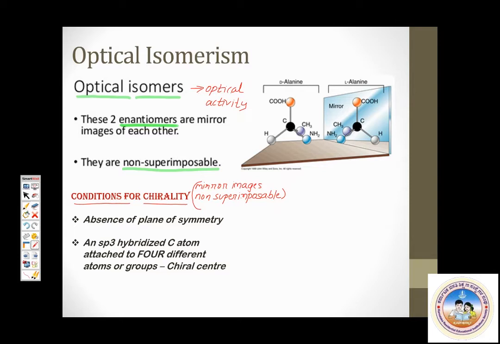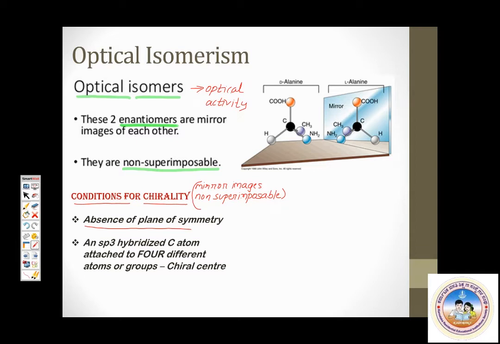First one, absence of plane of symmetry. There must be no plane of symmetry. Plane of symmetry is that imaginary plane which cuts the molecule into two equal halves. I repeat, plane of symmetry is that imaginary plane which cuts the molecule into two equal halves. So if such a plane of symmetry is not there, absence, okay? If such a plane of symmetry is not there, then you can term the compound or molecule chiral.